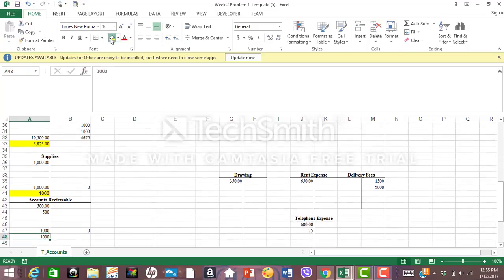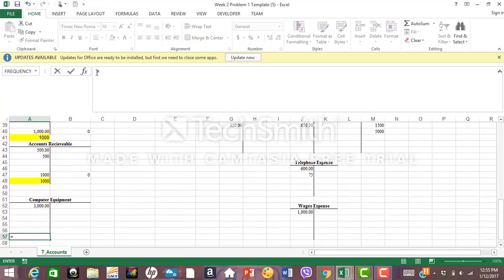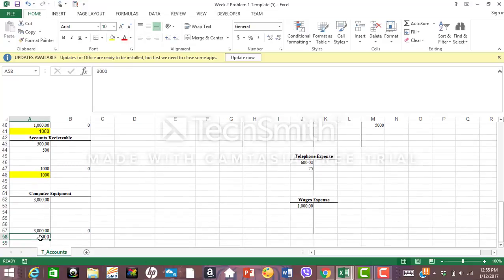That is with yellow as well. I'm just doing it with yellow. Your computer equipment is $3,000. It has not depreciated yet, so your balance is $3,000. And I do that with yellow.